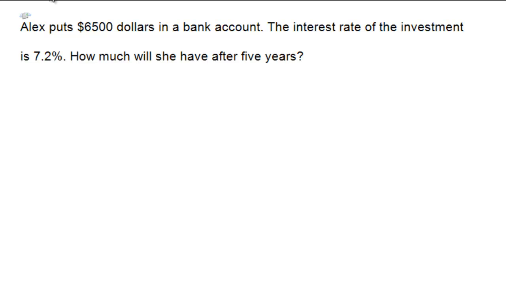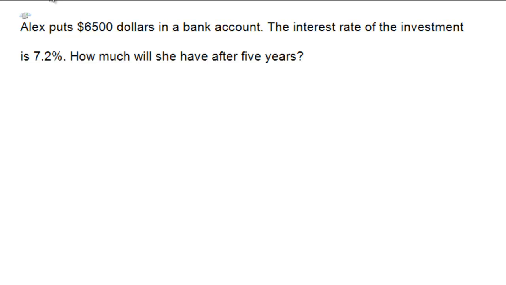$1,500 into a bank account. The interest rate of the investment is 7.2%. How much money will she have after 5 years? So for this problem, we'll assume that the 7.2% is an annual interest rate, so once a year she'll get 7.2% interest. So how much will she have after 5 years?